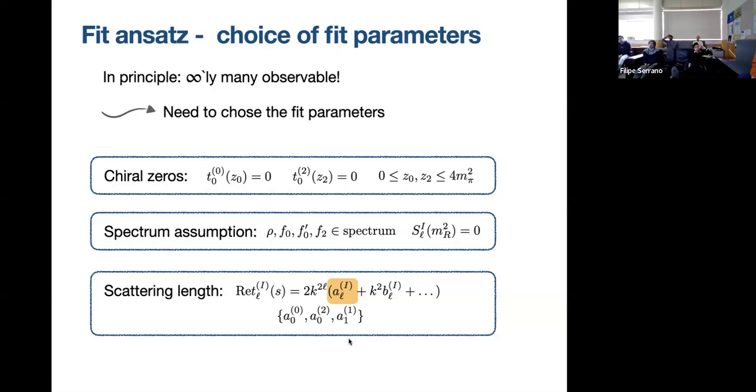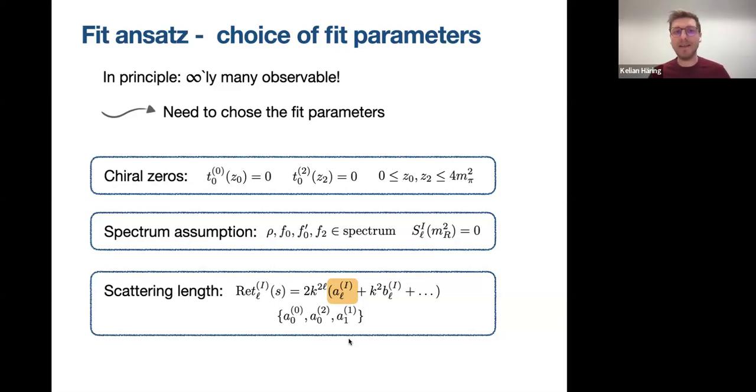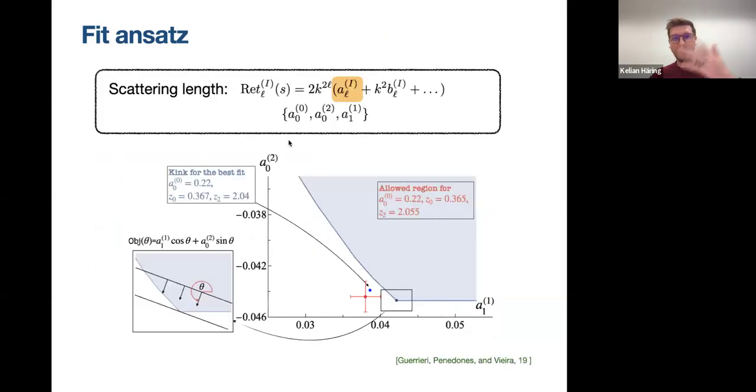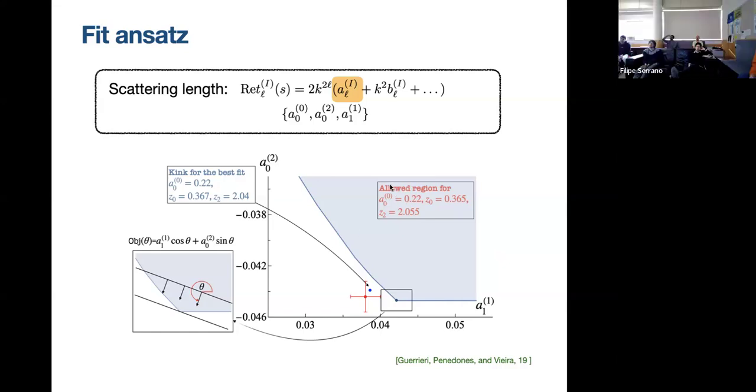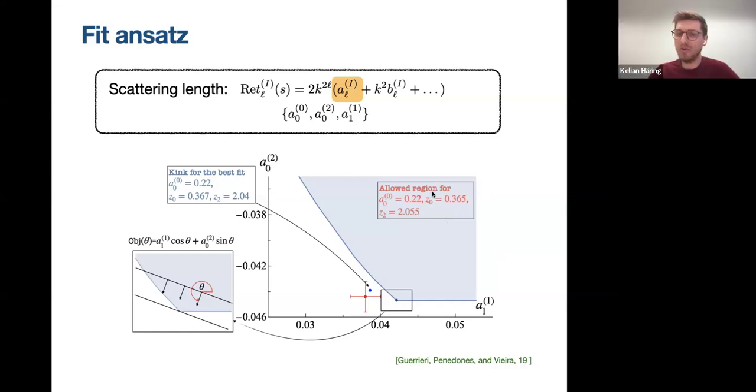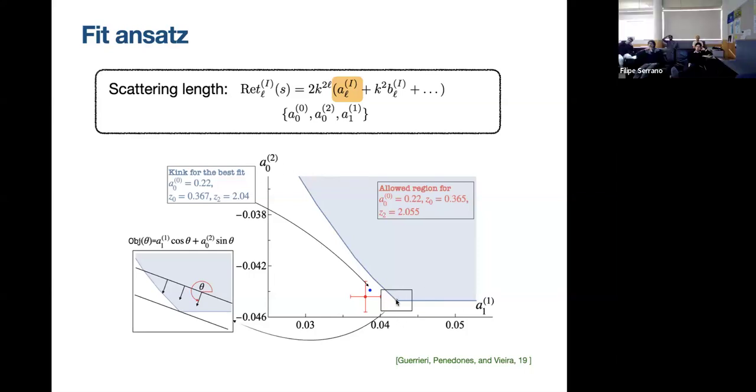And so now I haven't told you what we will maximize in our procedure. For that, we will look into these scattering lengths. And we take inspiration from a work from 2019 by Andrea, Joao, and Pedro. In this work, it was basically the revival of this pion bootstrap using non-perturbative methods, and they realized the following. If you fix one of the scattering lengths and the two chiral zeros to values close to experimental ones, you have a kink in the allowed region of the two remaining scattering lengths. So this kink is here.